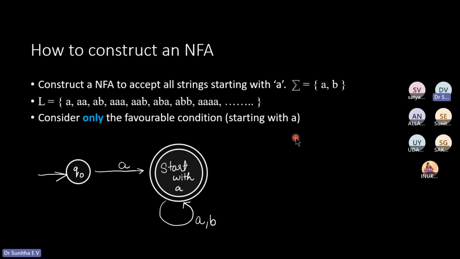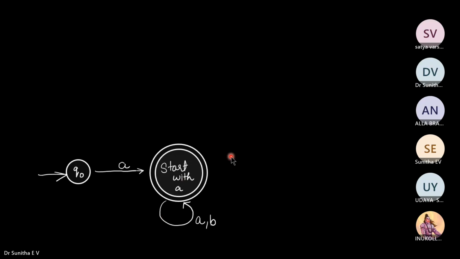So we assume that it is starting with A, and after A, we can have any number of characters. That any number of characters is represented as A, B. Only this much. We need not bother what happens if the string starts with B, or what happens if after B some A comes. Nothing we need to think about, only the favorable condition, that the string is starting with A. After this A, we can have any number of A and B, so it will be in the same self loop and the string will be accepted. And we rename the state with another name, Q1 or Q2. It should be Q1, I think.